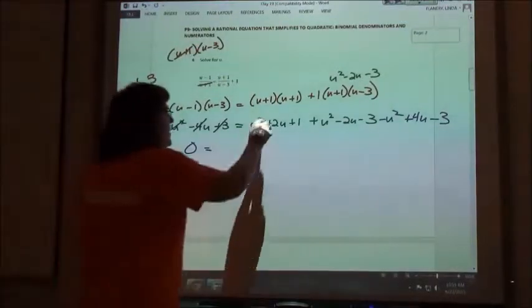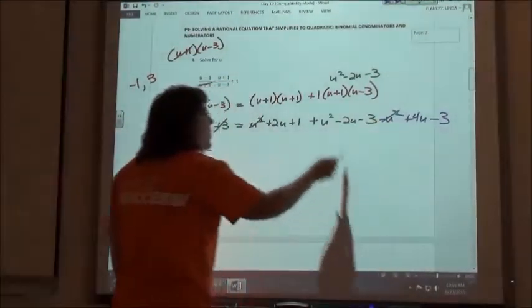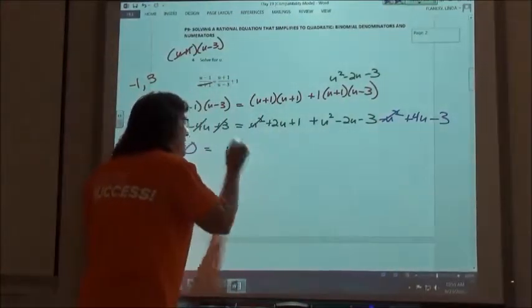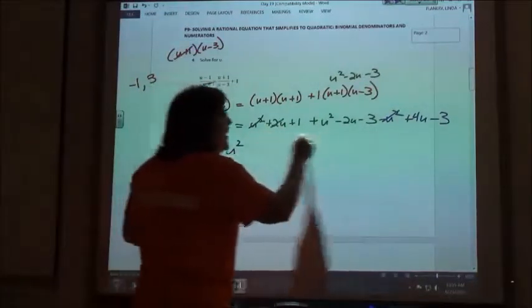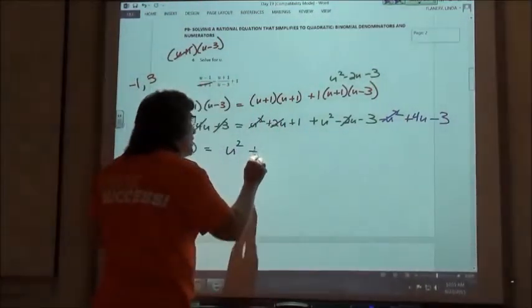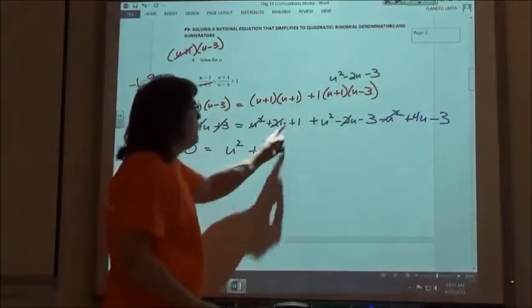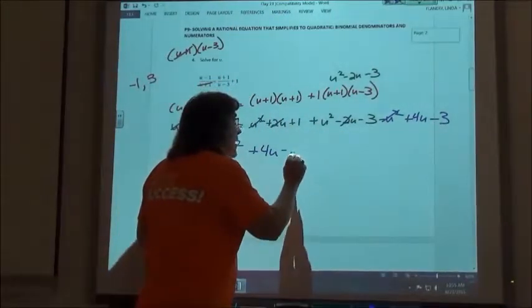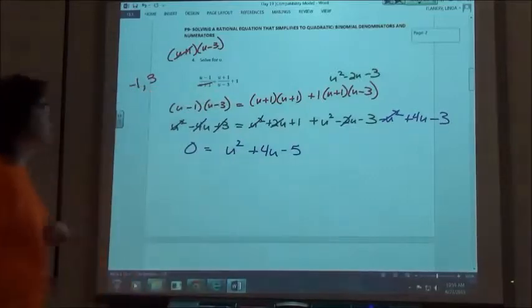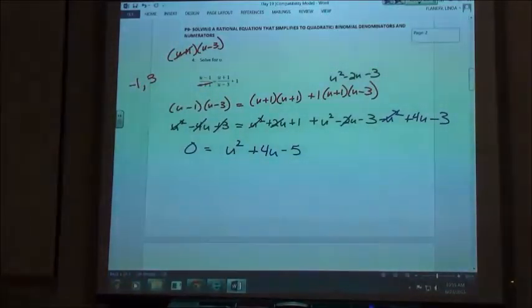So, u squared minus u squared and plus another u squared is going to give me u squared when I combine all my u squareds. I got 2u minus 2u. Again, those are going to cancel, so I get just that plus 4u. I have 1 minus 3, so negative 6 plus 1 would be negative 5. So I get u squared plus 4u minus 5 when I combine all my like terms.